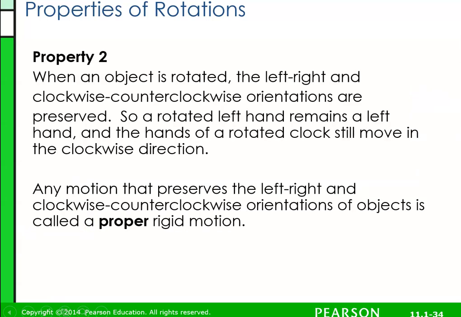Property 2: when an object is rotated, the left, right, and clockwise, counterclockwise orientations are preserved. So a rotated left hand remains a left hand, and the hands of a rotated clock still move in the clockwise direction. Any motion that preserves the left, right, and clockwise, counterclockwise orientation is known as proper. This is a little different from reflections, where this was not the case. A left hand went to a right hand. It was a mirror image, which is not the same with a rotation.